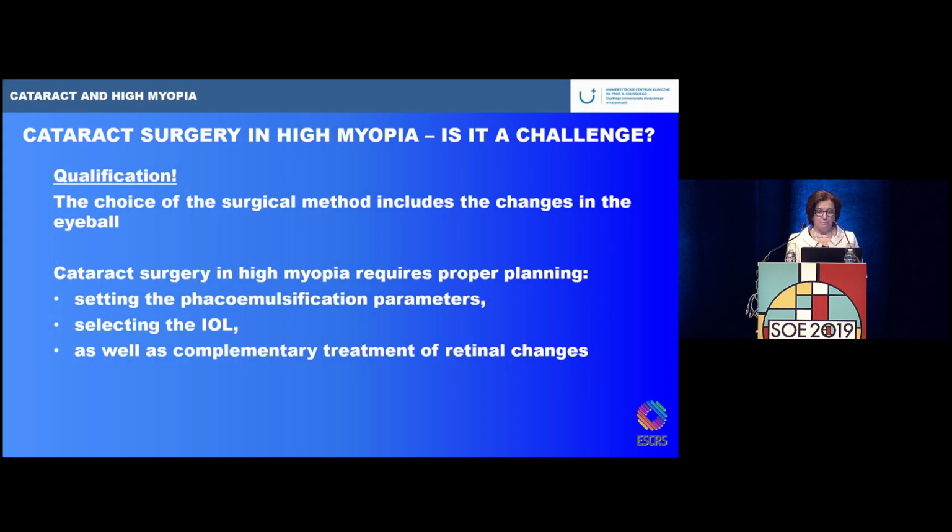The most important for a decision on how to operate on high myopic patients with cataract is qualification. The cataract surgery in high myopia could be a challenge. The choice of the surgical method includes the changes in the eyeball. The cataract surgery in high myopia requires proper planning. First of all, setting the phacoemulsification parameters, selecting the adequate IOL, as well as complementary treatment of the retinal changes.